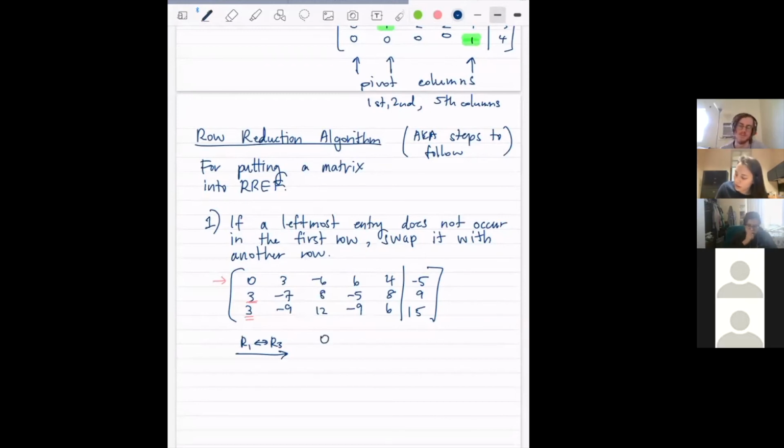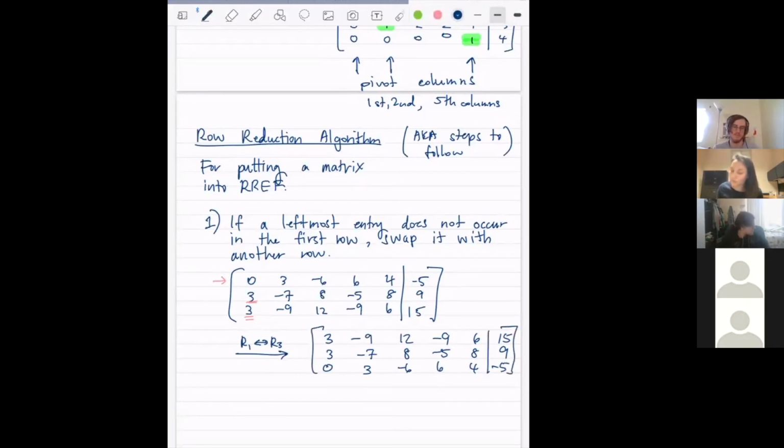So we just do this step. And then put the first row on the bottom, -5. There we go.